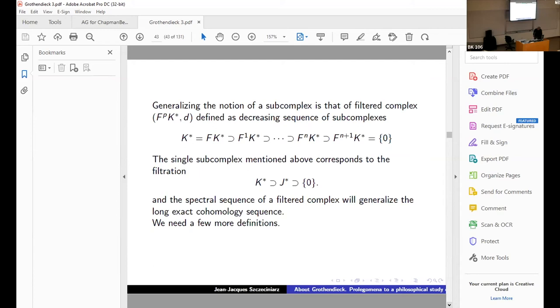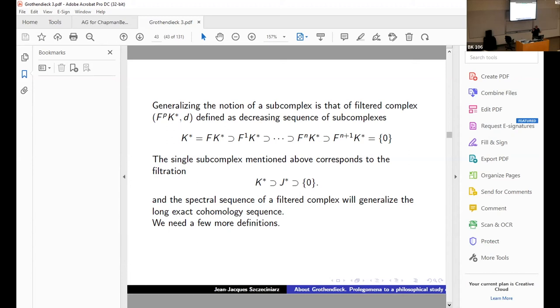Generalizing the notion of a subcomplex is that of a filtered complex, defined as a decreasing sequence of subcomplexes. You have K* containing F^1 K*, F^2 K*, etc., with F^(m+n) K* equal to zero. The single subcomplex notion corresponds to this filtration. And that is very important, maybe the most important in my talk. The spectral sequence of the filtered complex will generalize the long exact cohomology sequence. And for that reason, the spectral sequence will be a very enormous generalization of the cohomological thing.